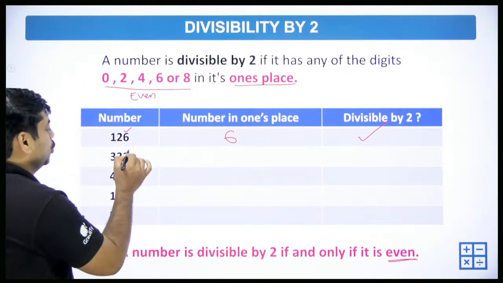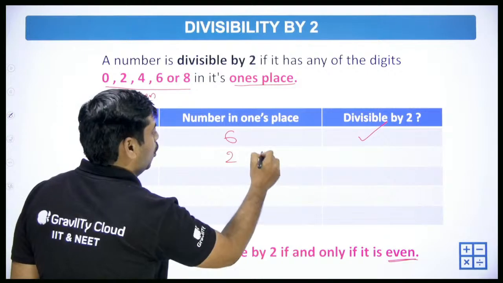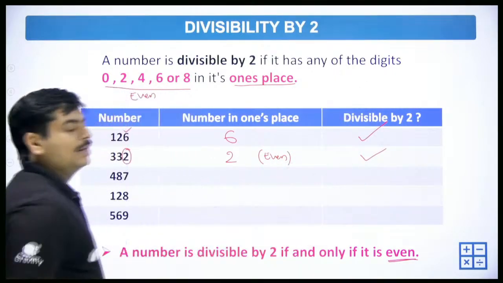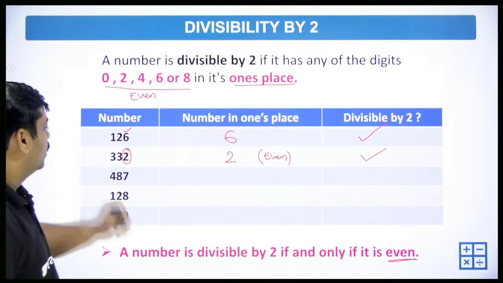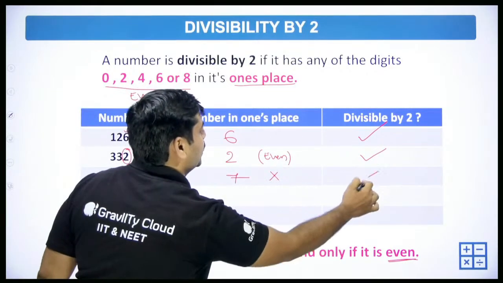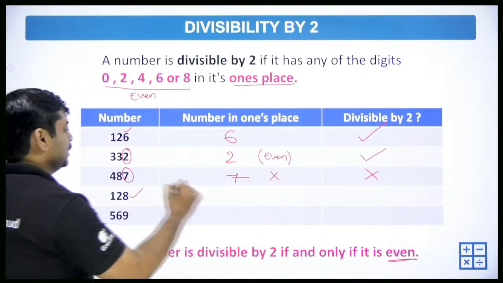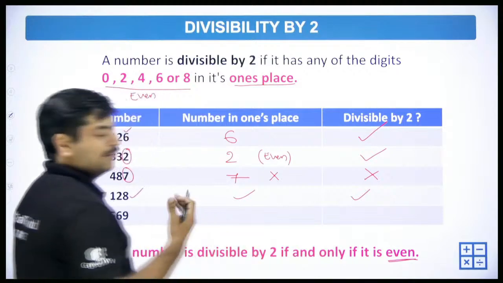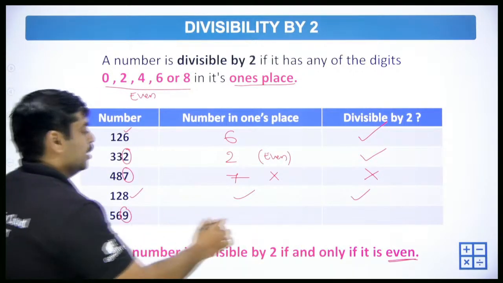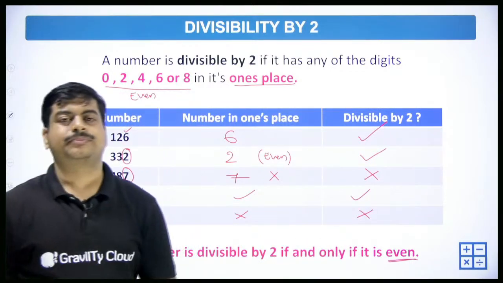Okay, 332. There is an even number in the one's place, it's 2. So you can say that it is an even number, and if it is an even number, it is divisible by 2. 487, 7 is not an even number, so it is not divisible by 2. 128, yes, 8 is an even number, 8 is in the one's place, right? 569, no, it is an odd number, it is not divisible by 2.